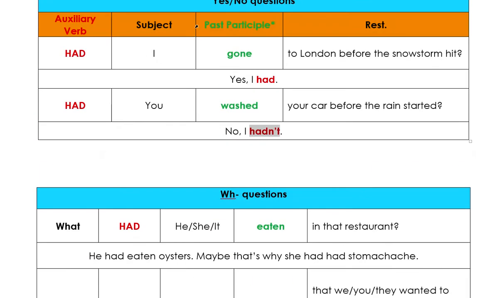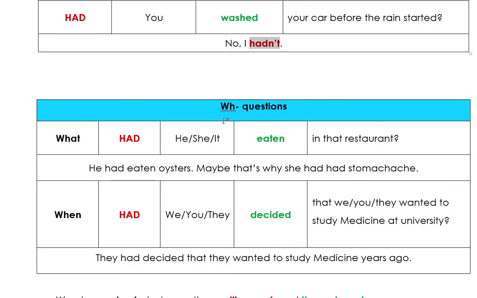This is the same as the previous one, but the only difference is that you will find a WH word at the very beginning. Sí, van a encontrar un WH word al principio. Sí: what, when, where, why, how. What had he or she or it eaten in that restaurant?